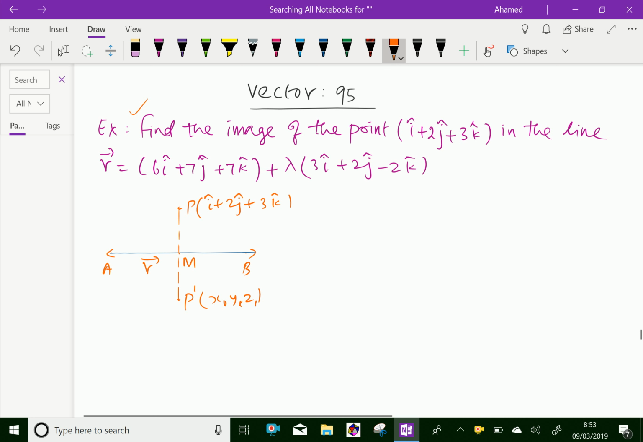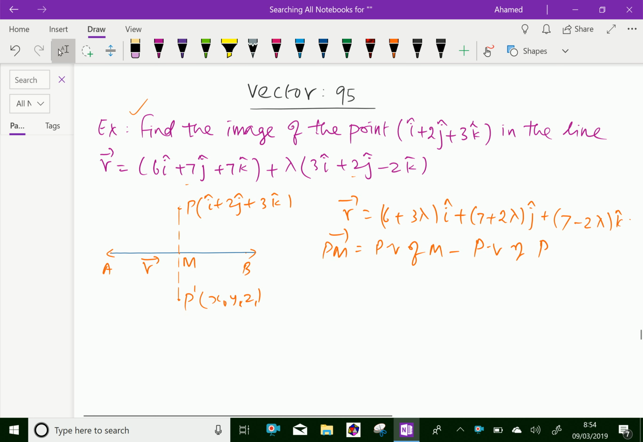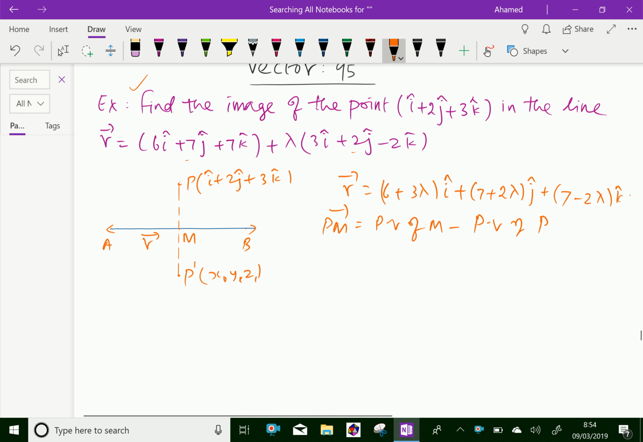Now we will rewrite the vector r like this: 6 plus 3 lambda i plus 7 plus 2 lambda j plus 7 minus 2 lambda k. Now the vector PM equals the position vector of M minus the position vector of P.